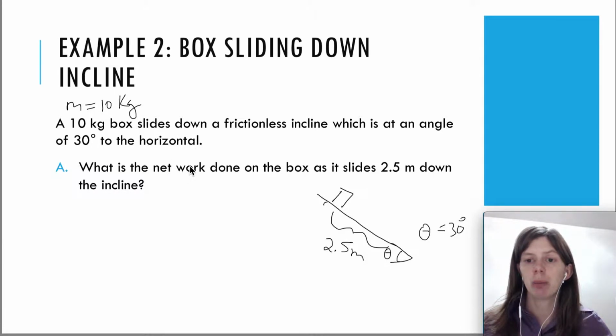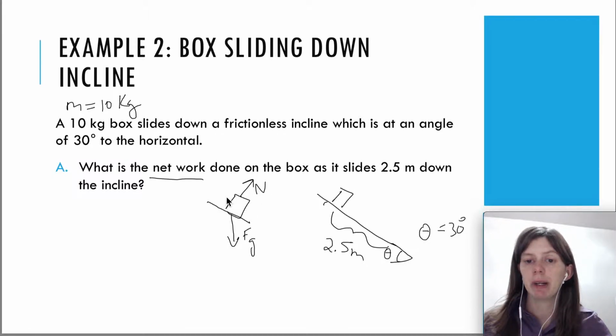So what's the net work done on the box? Net work means the sum of all of the work. So what we have to do for this problem is draw a free body diagram and figure out which forces are doing work. If we look at this box here, there's a normal force perpendicular to the surface. This chapter is a good review of free body diagrams. The weight going straight down, so Fg going straight down, normal force perpendicular to the surface.